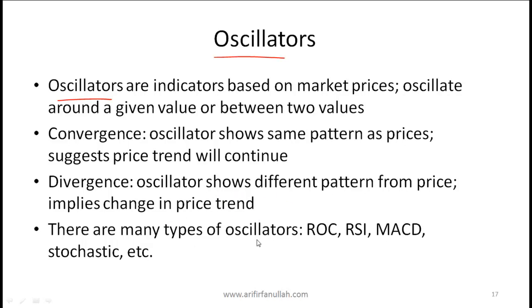There are many types of oscillators, and at the very least just know these names: ROC, the relative strength indicator, MACD, and stochastic indicators, which has to do with probability. So just learn these names, and then if you have time, go and read up about them from your notes or from the curriculum.